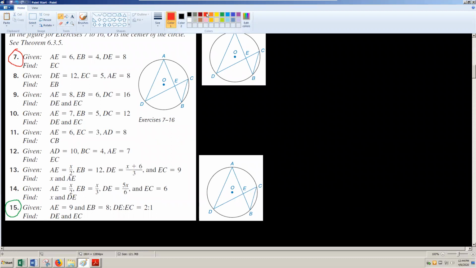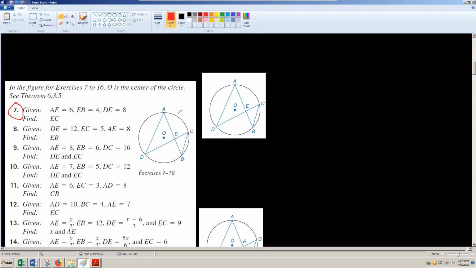Starting out with 7 here, I am given some information, which is that AE is 6. I'm going to label this in red, and I'm going to say it's 6. I'm also told that EB, which we'll do in orange here, is 4. I am told that DE, we'll do it in blue, is 8. And I'm trying to find EC. We'll do EC in indigo here. I don't know what that thing is, so again, I'm just going to call it X here.